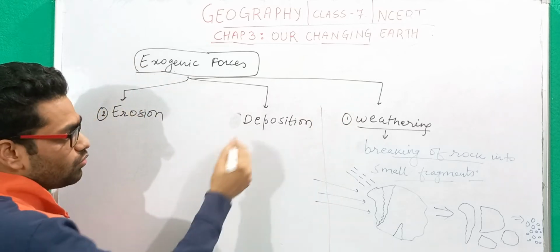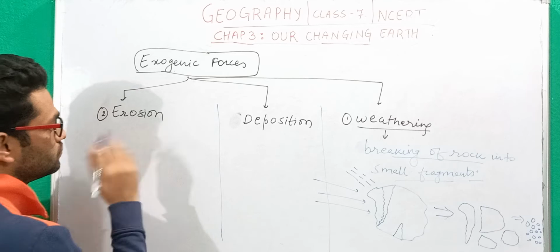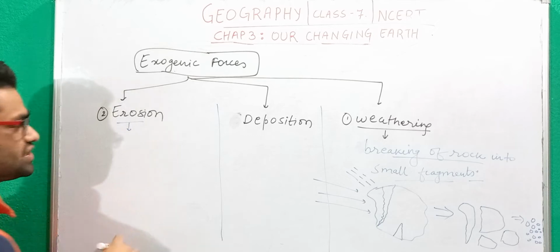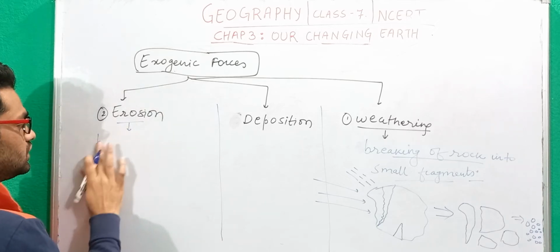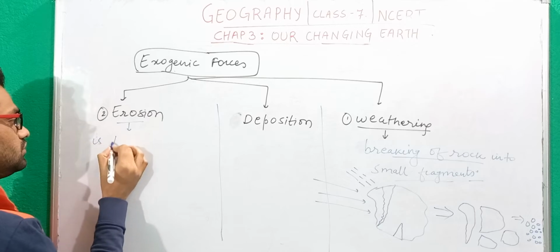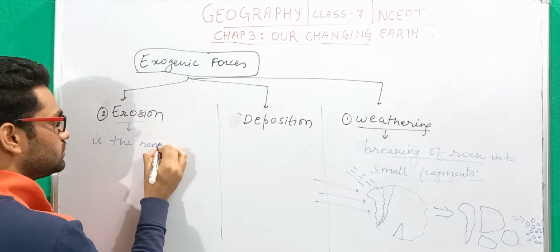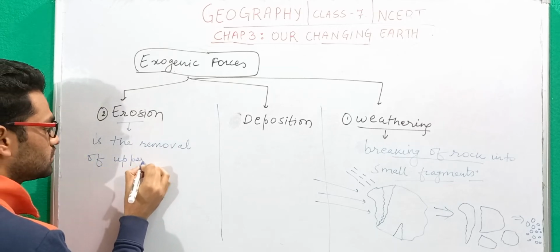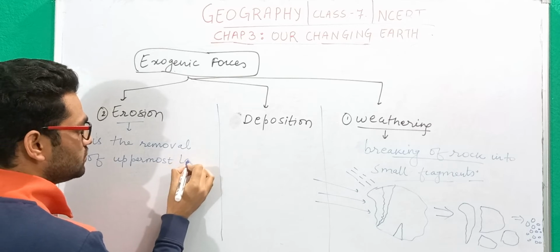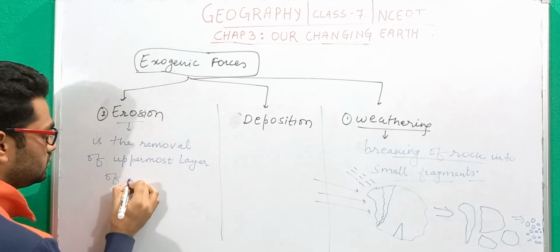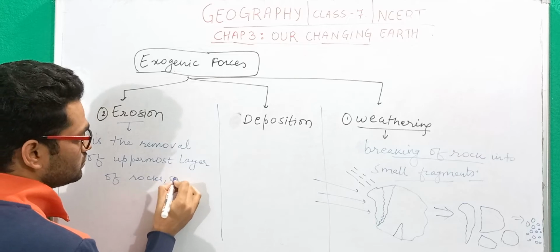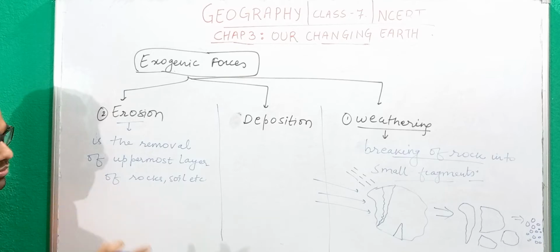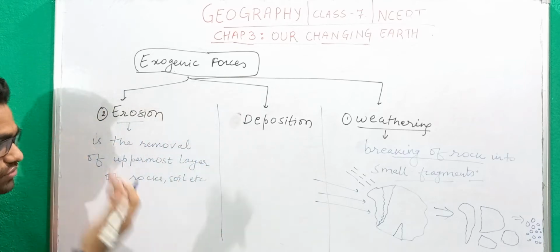Now, what is erosion? Let's understand erosion. Erosion is basically the removal of the uppermost layer of rocks or soil. It may also be soil from which erosion can take place. So let's understand what this erosion is.